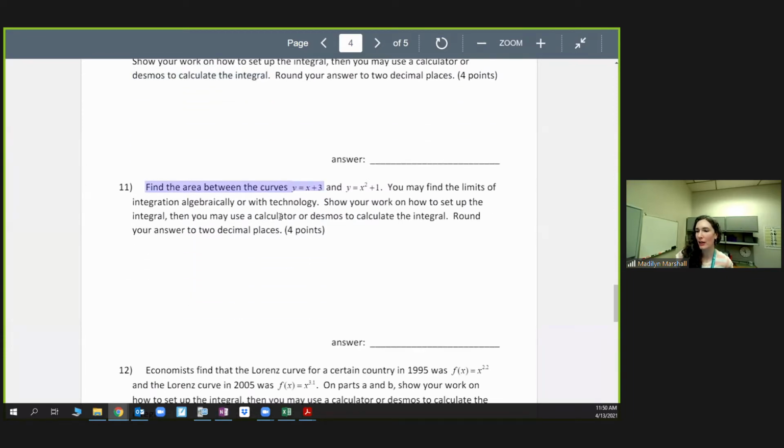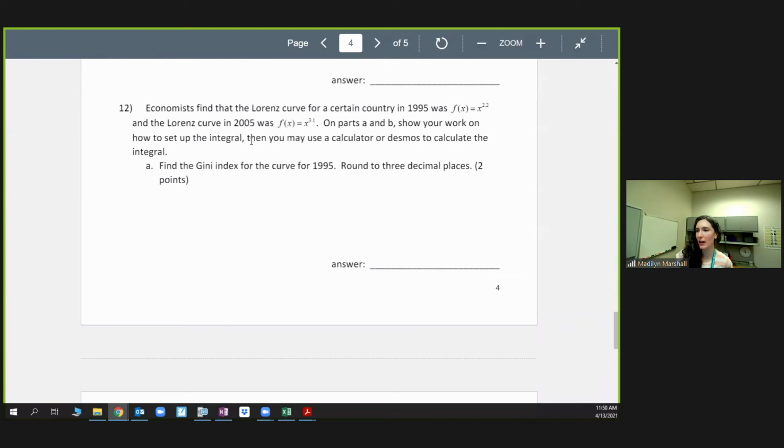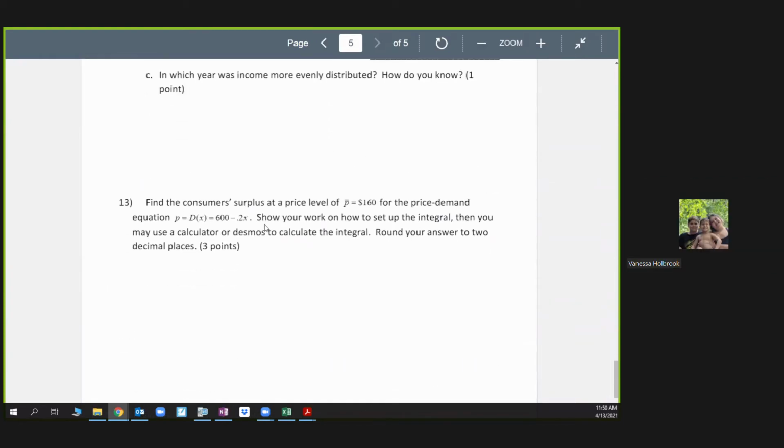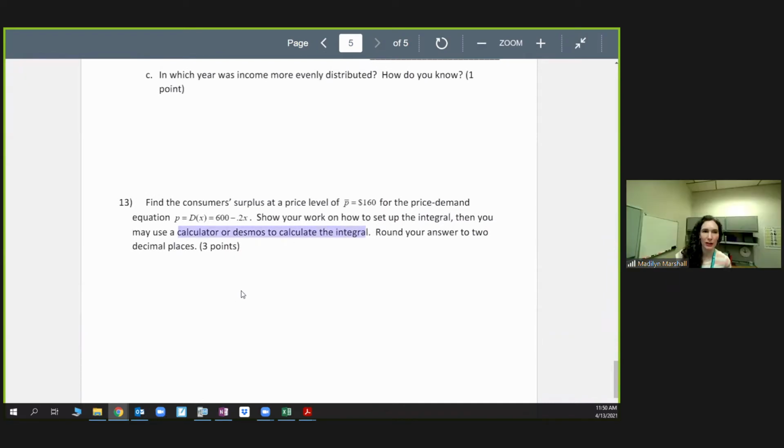And same with all the areas, the Gini index, consumer surplus. Everything we did in chapter 6, you can use a calculator or Desmos to actually find the integral, but you need to know how to set it up. So I want to see the integral written out on your paper.